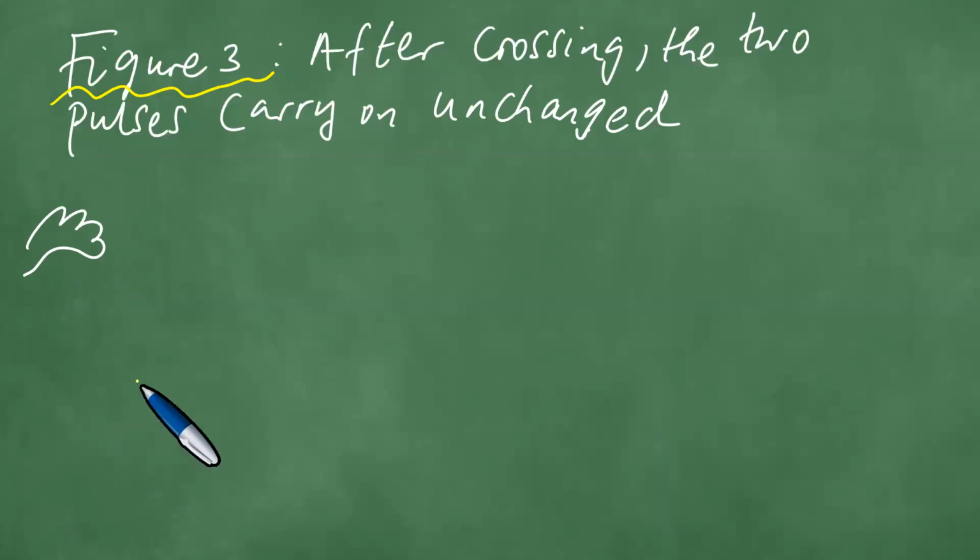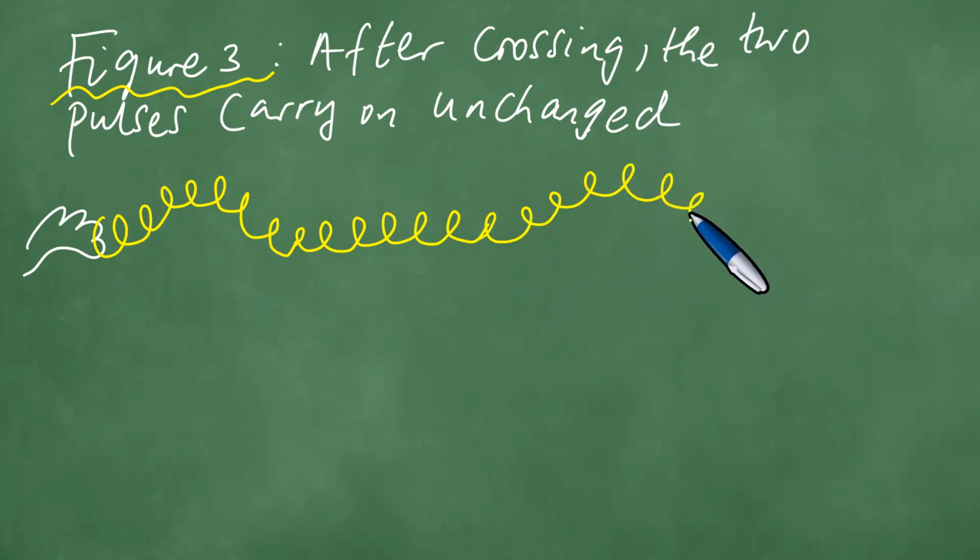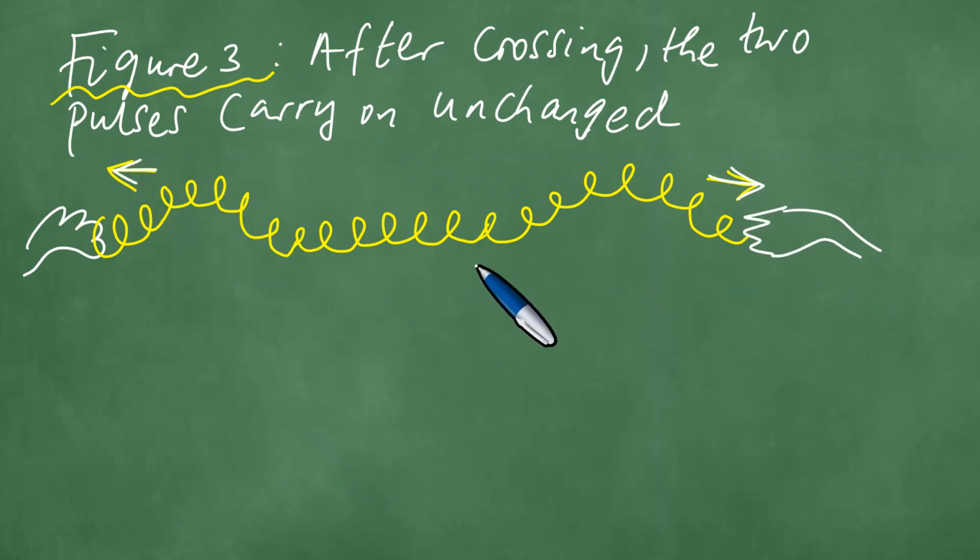So now you have the slinky. Okay, sort of clearer. So now they combined. After they combined, this one still continues in that direction, and this one continues still in that direction, but you still have the hands here, like this. They combined, but now they move in opposite directions, towards the hand. So after crossing, the two pulses carry on unchanged.